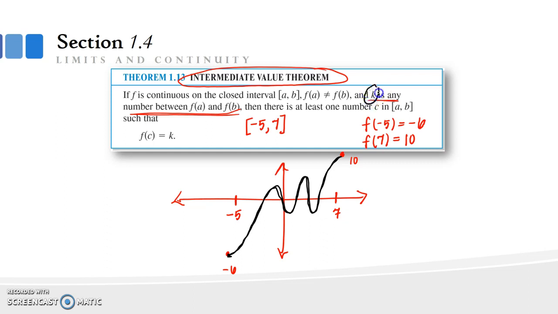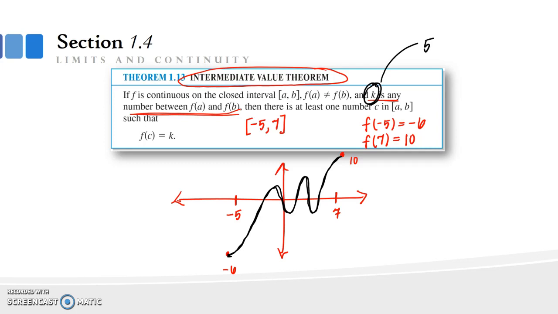So if k is a number on that closed interval, like let's say 5, because 5 is in between negative 6 and 10, there's no way to get from down here to up here without passing through 5 at least once. Which seems a little bit obvious, but that's not necessarily true if my function wasn't continuous. If it weren't continuous, I could have a jump in the function, or I could have an asymptote that might prevent me from ever actually touching the value of interest.